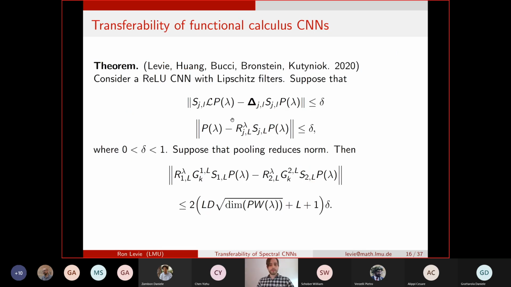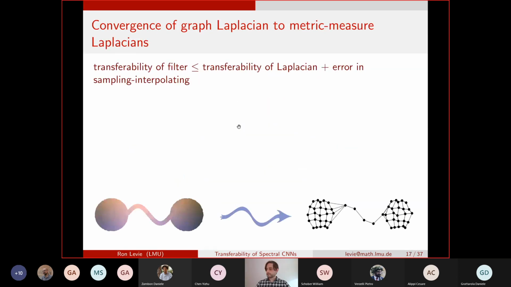Okay, so we can take this transferability inequality, which is for filters, and apply this theorem layer by layer on an end-to-end convolution network and prove the transferability inequality for convolution networks. Okay, so as before, the transferability error of the convolution network is linearly stable in the transferability errors of the Laplacian and in the consistency error. So up until now, what we showed is that if the transferability error of the Laplacian is small and the consistency error is small, then the filter or the convolution network is transferable.